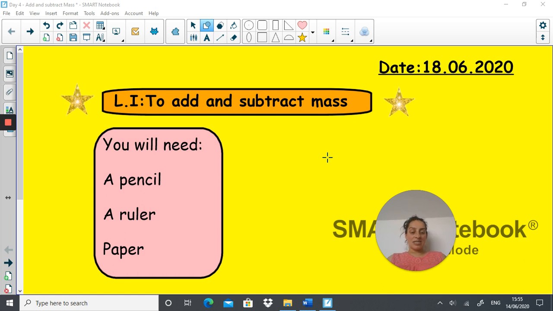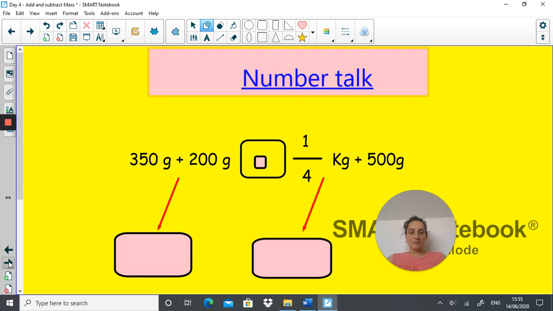So adding and subtracting, we've covered in year 3. We've added and subtracted ones, tens, and hundreds. We've used column addition and column subtraction. So we're using the same skills, but just applying them to mass today. Okay, let's make a start.